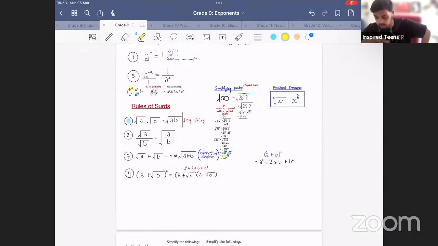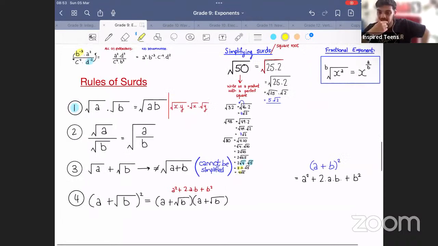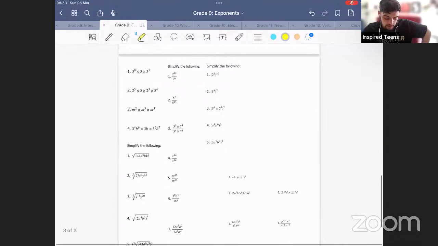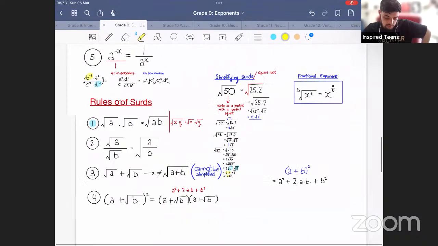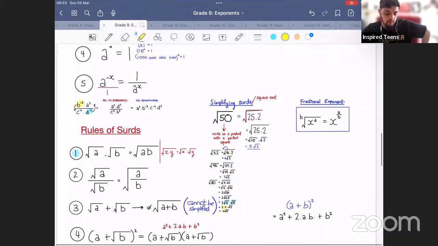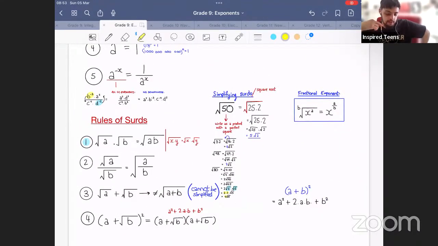So for those of you who are writing this week, take some time to go through the rest of the surd rules, which are basically square roots, and then go ahead and attempt some of these questions. So when we rejoin next week, we will continue with fractional exponents and surds, and then complete all the examples. Then after this topic, we have numeric and geometric patterns, which we will do thereafter.